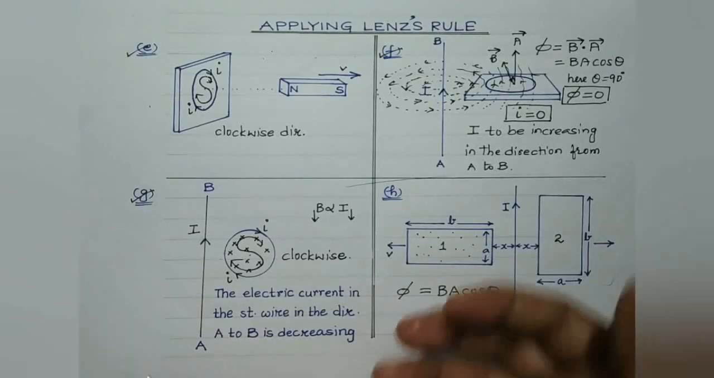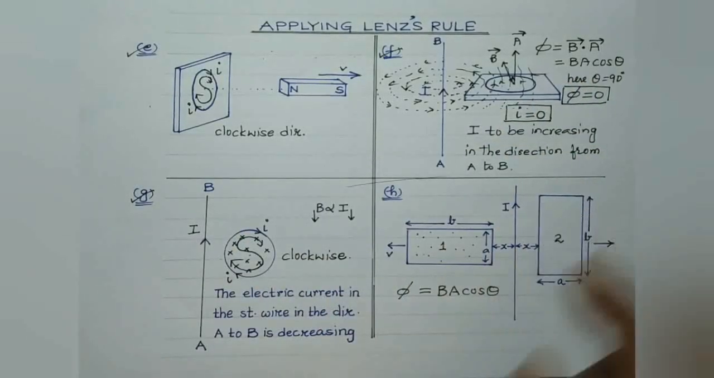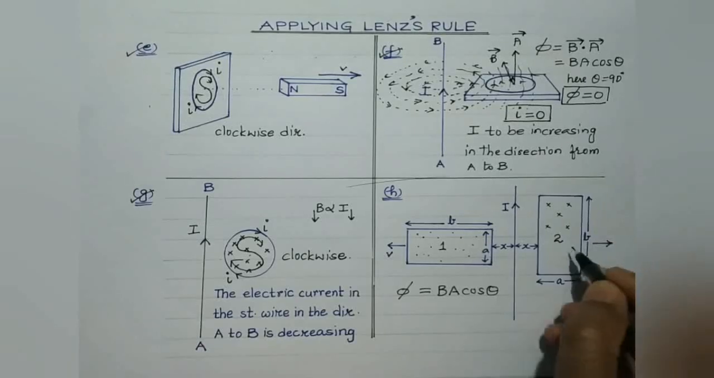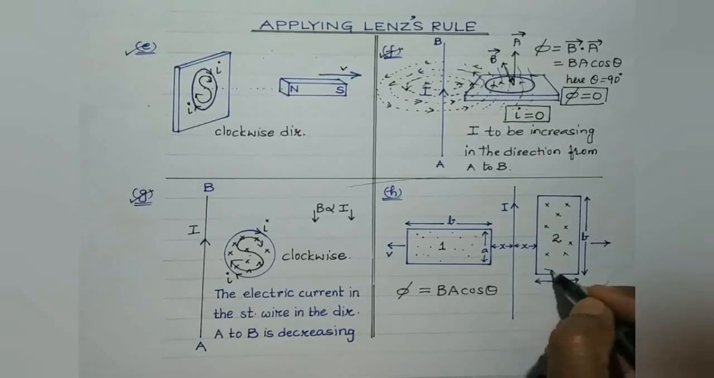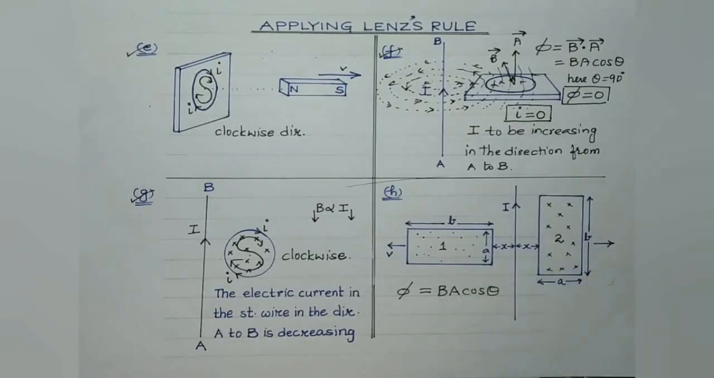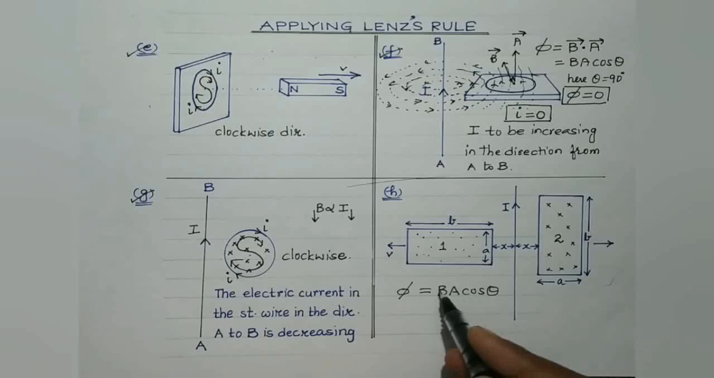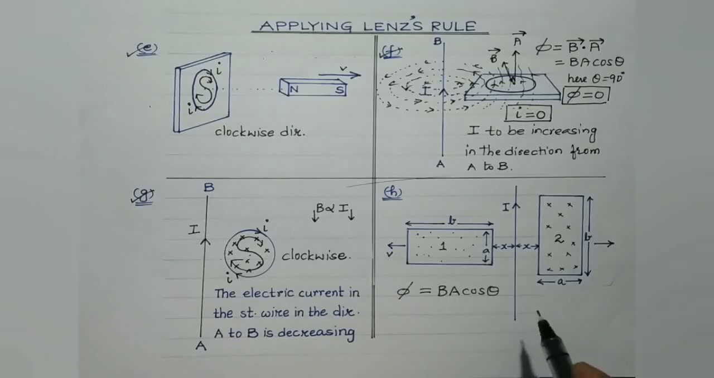While in this area, magnetic field lines will be directed inwards, so it can be represented by a cross. Cross represents the inward magnetic field, while dot represents the outward magnetic field. So angle theta is either 0 degrees or 180 degrees. It is the angle between the magnetic field and the area vector, right?